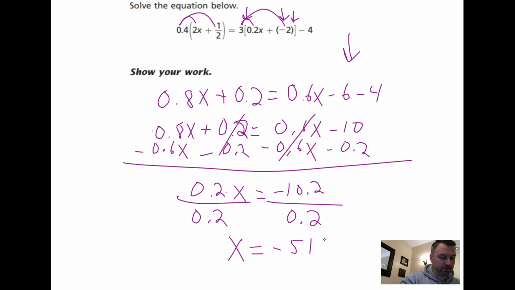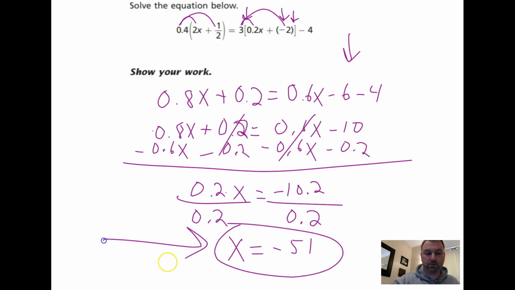I'm going to quickly double check on my phone here. I think that's right. Sorry, guys, the phone crashed. Yep, okay, that's the answer. Again, be sure you put that down in the answer box of the equation editor.